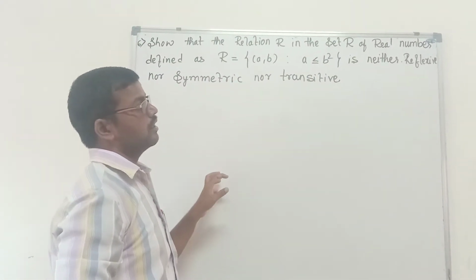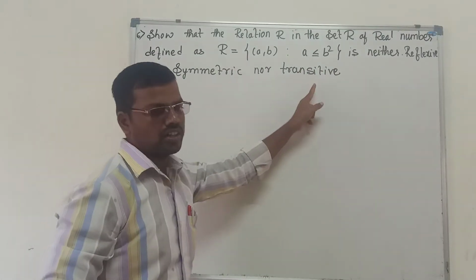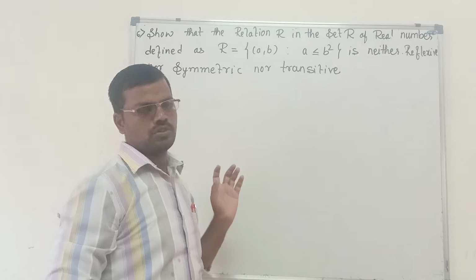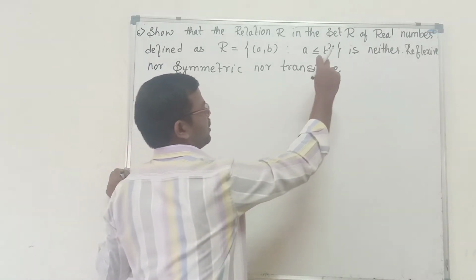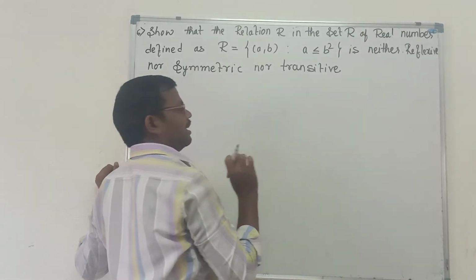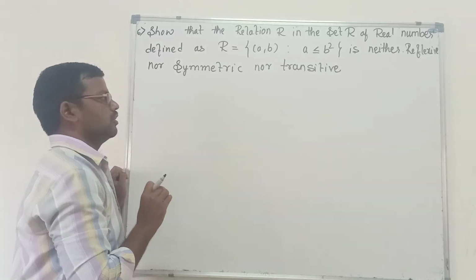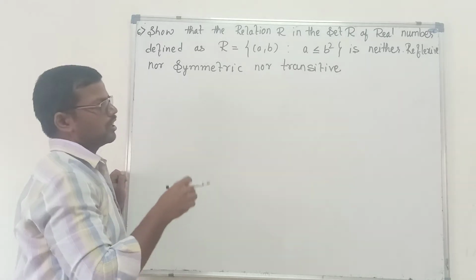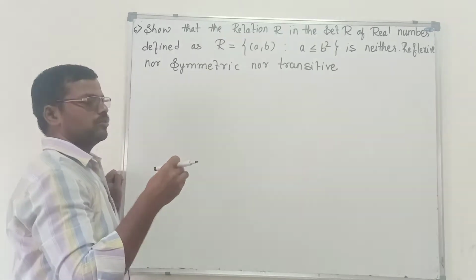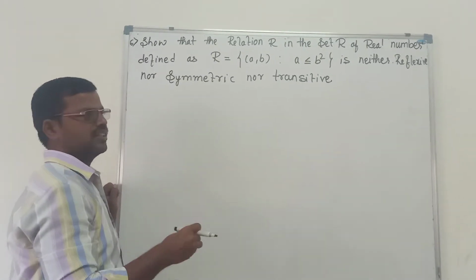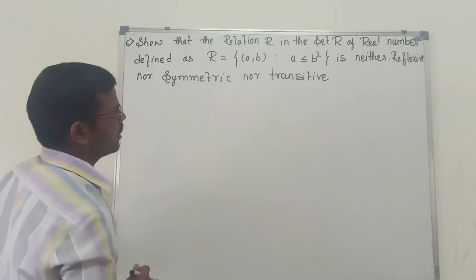What we have to show is that it is not reflexive, not symmetric and not transitive. So for that we should have an idea about the real numbers. In the real numbers we will observe rational, irrational, integer, whole numbers; every number is an element of the real numbers. So here we will take the real numbers.